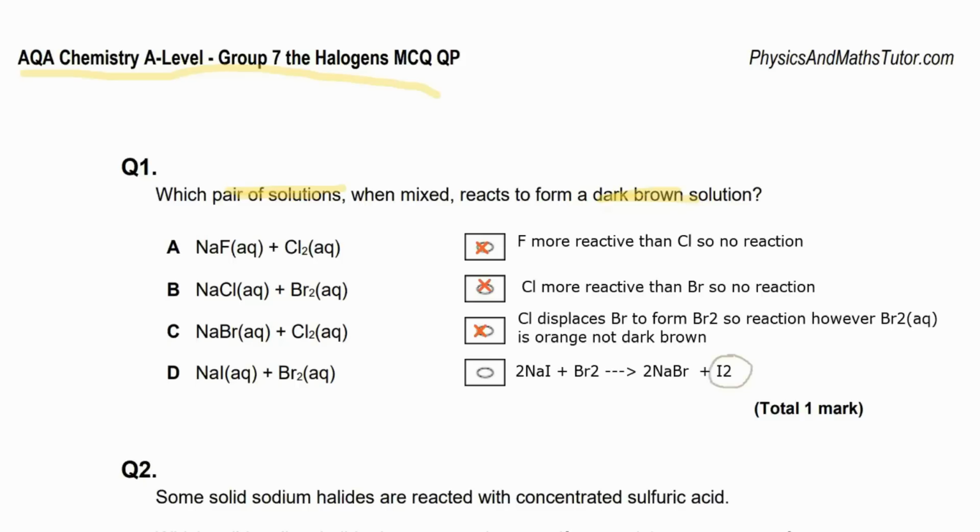And what color is iodine when it's in solution? That's right, folks. Iodine is brown in solution. Those of you that do biology, you know the color of iodine. So the correct answer here for question one is D.